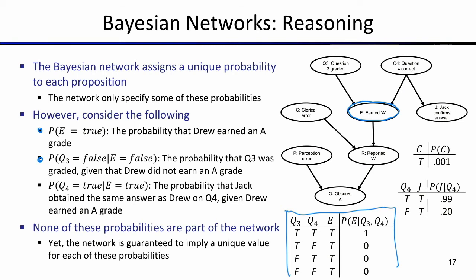And another query that we can express is like this one. What is the probability of Q4 being true, given that E is true? Is the probability that Jack will obtain the same answer as drill on Q4, given that drill earned an A? So we are looking at different things here. The relationships between the nodes are not directly connected, and the process of inference will calculate this for us and give us an answer. It's very important that if the representation is compact, the algorithm will be efficient, and the time that we will get the answer will be feasible.